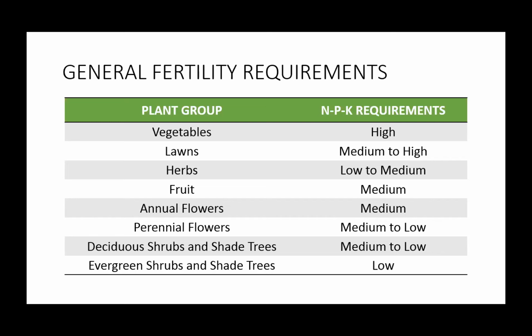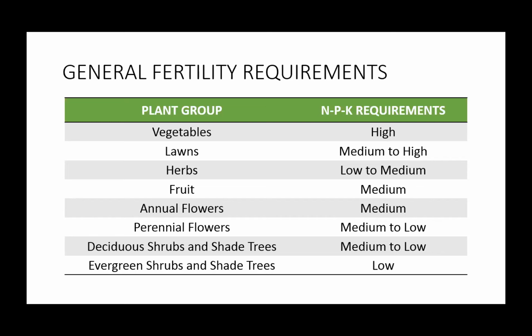So things like vegetables, they need high amounts of those to grow because they grow quickly. And we're harvesting them pretty regularly. Lawns are kind of like a medium to high. You notice we tend to put on more nitrogen for our lawns. The nitrogen gives you that nice dark green color to most plants. Herbs are kind of on the lower end. They're a little bit more self-sufficient. And then fruits and flowers, they tend to be more on the medium side. And then trees, shrubs tend to be medium to low.